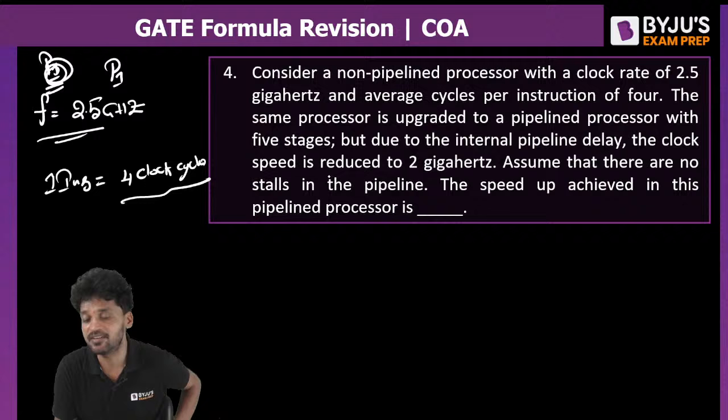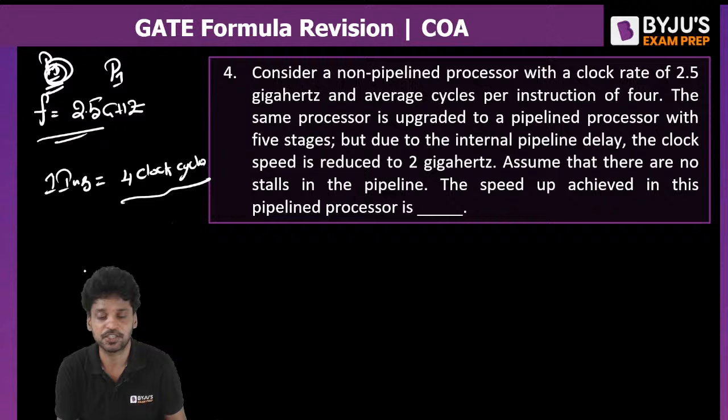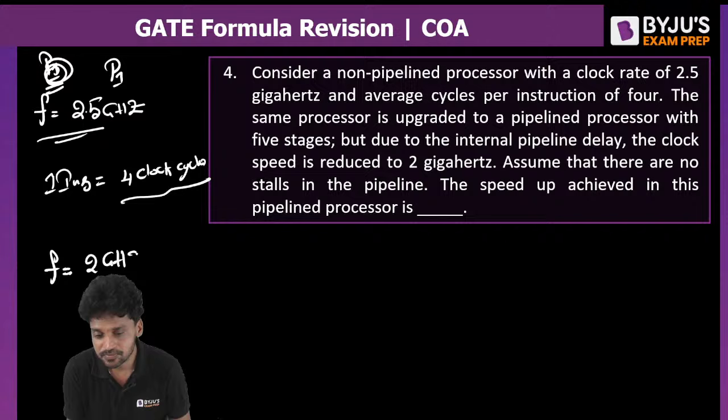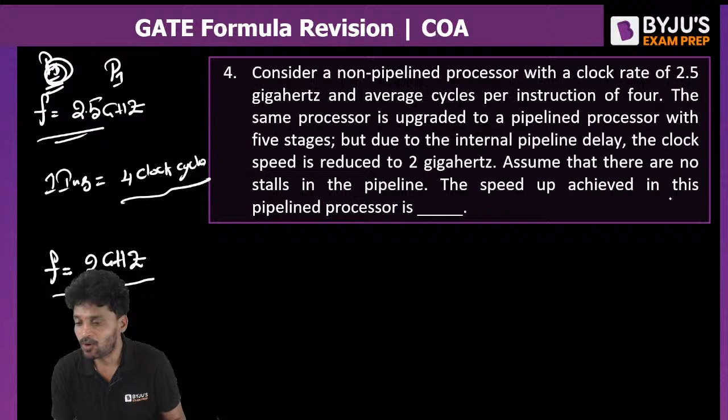Now we do have 5 stages, but due to the internal pipeline delay, the clock speed is reduced to 2 GHz. Now here, the frequency is just reduced to 2 GHz. Assume that there are no stall cycles in the pipeline. What is the speed up achieved in this pipeline processor? I told you what the speed up is.